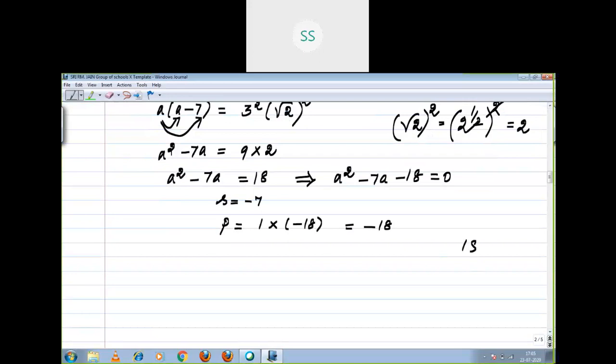Now, 18. What are the possibilities? 1, 18, 2, 9, 3, 6. That you have to write, right? If you practice like this only, you feel easy, right? Based on the sum only, you should select your possibility, I said. Your sum is negative, product is negative. Again, I am repeating: bigger number negative, smaller number positive.